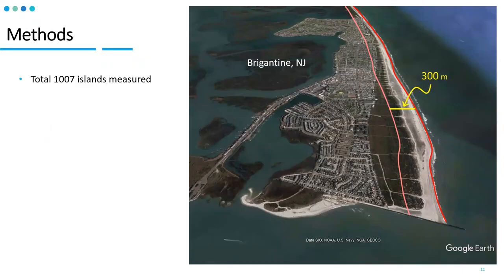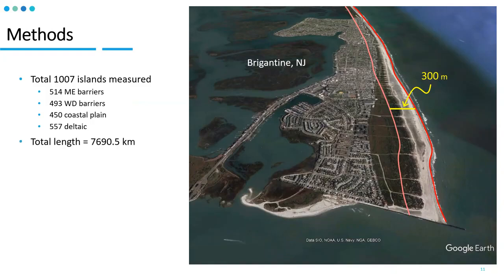Overall, there were a total of 1,007 island measures, and 514 of them were identified as mixed energy, and 493 were identified as wave dominated. In terms of geologic setting, 450 are coastal plain, and 557 were deltaic. These all added up to a total length of 7,690.5 kilometers of shoreline.